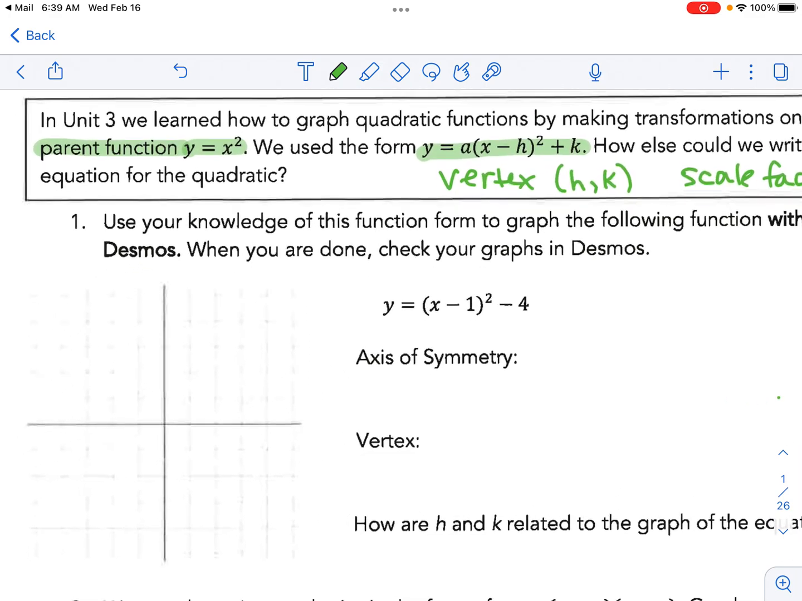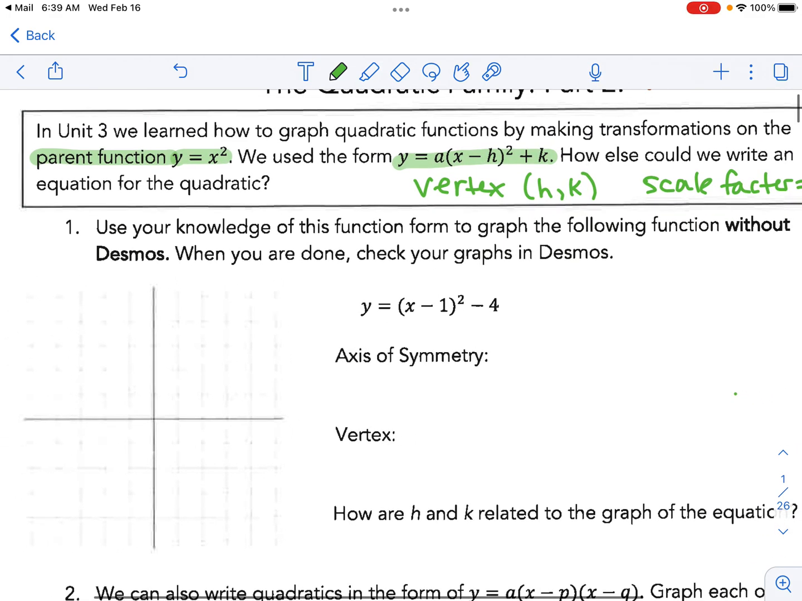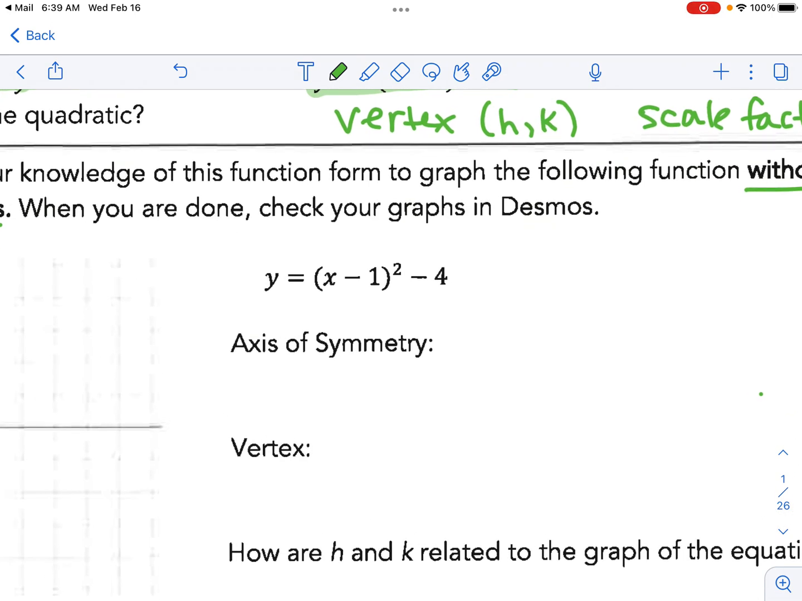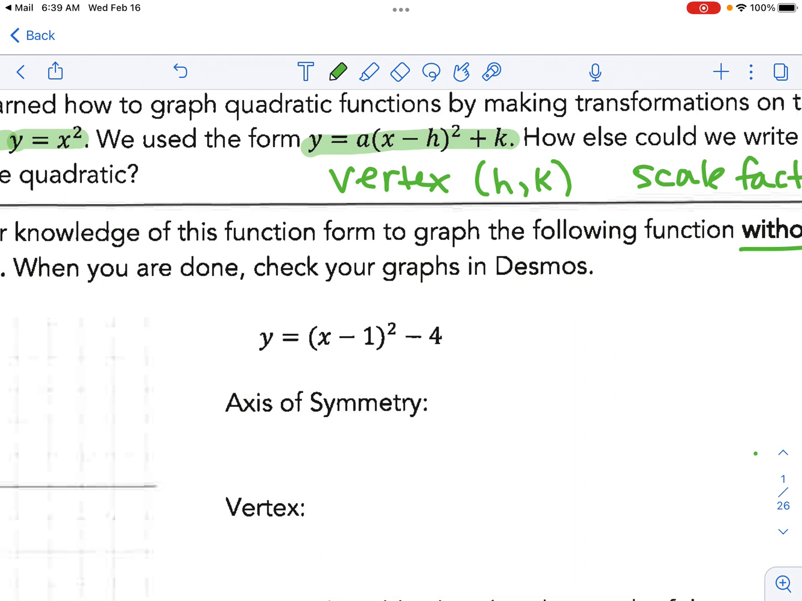And so when we're looking at this, it says use your knowledge of this function to form the graph without using Desmos. So we're going to go back and graph these by hand like we did first semester. So we know there's a couple things we need. We need a minus here, and we need a plus here in order to have the vertex form. So let's do a quick rewrite here. x minus 1 squared, because the minus is there, plus a negative 4.